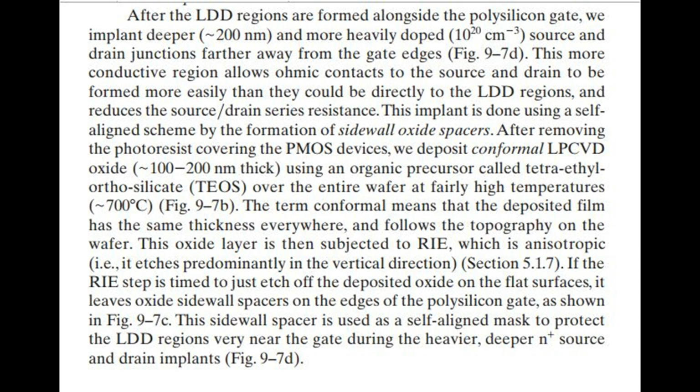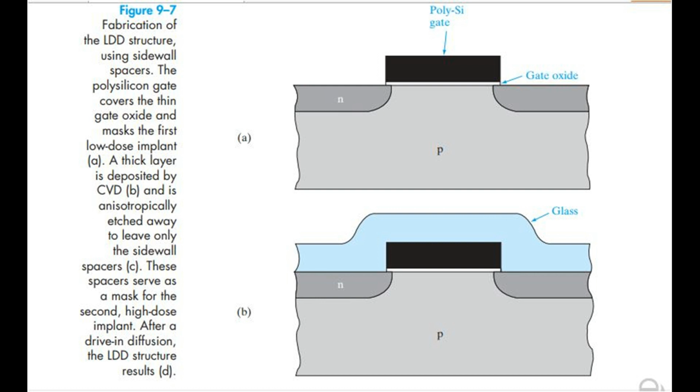This oxide layer is then subjected to RIE, which is anisotropic, i.e., it etches predominantly in the vertical direction, section 5.1.7. If the reactive ion etching step is timed to just etch off the deposited oxide on the flat surfaces, it leaves oxide sidewall spacers on the edges of the polysilicon gate, as shown in Fig 9.7c. This sidewall spacer is used as a self-aligned mask to protect the lightly doped drain regions very near the gate during the heavier, deeper N+ source and drain implants, Fig 9.7d. Figure 9.7 Fabrication of the lightly doped drain structure, using sidewall spacers.